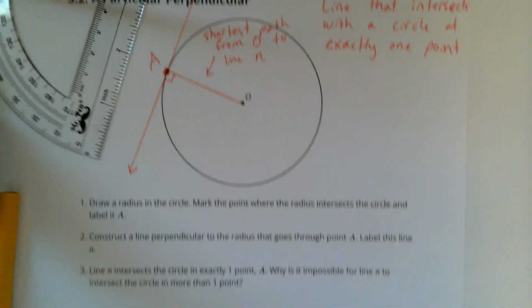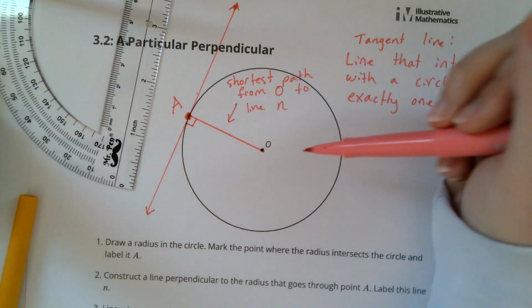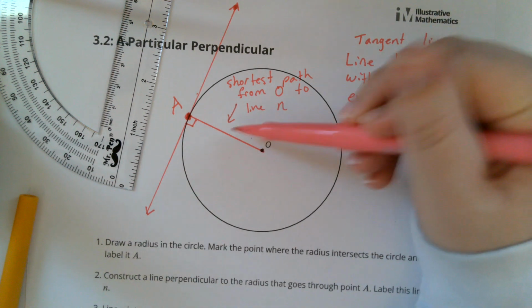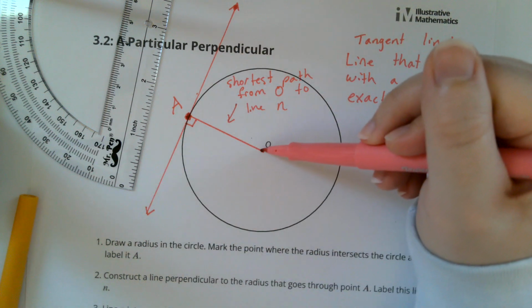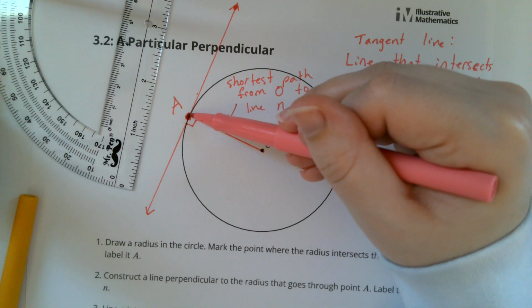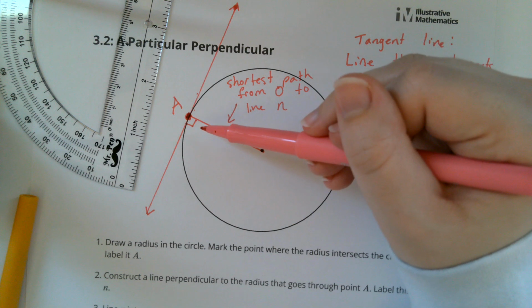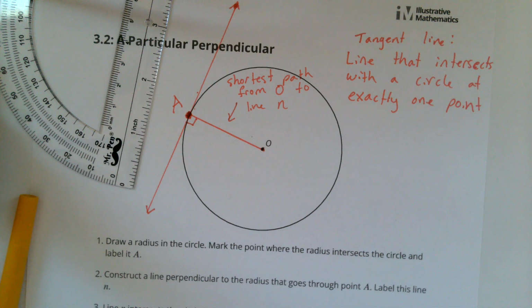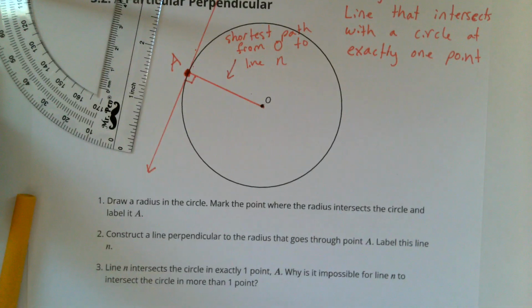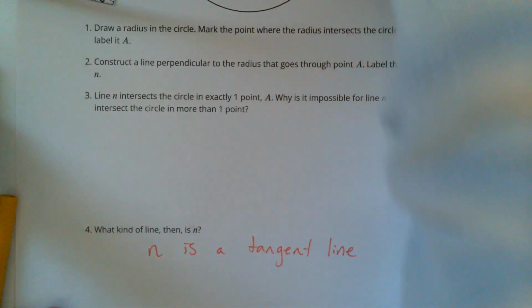So what that's going to tell us further is that if we have a radius and a tangent line, and they intersect at that one point, then these have to make a right angle. So if you want to go ahead and write this in the front of your packet, you have that chart in the front of your packet. I don't have that exact piece of paper here, but I'm going to write it here for you.